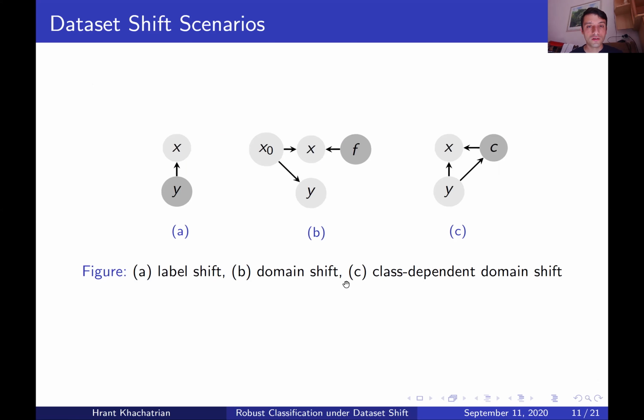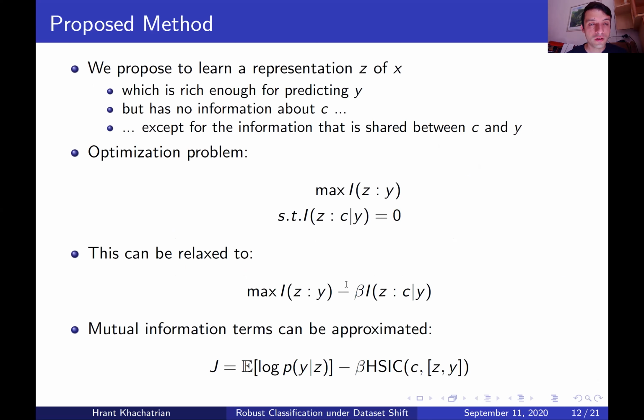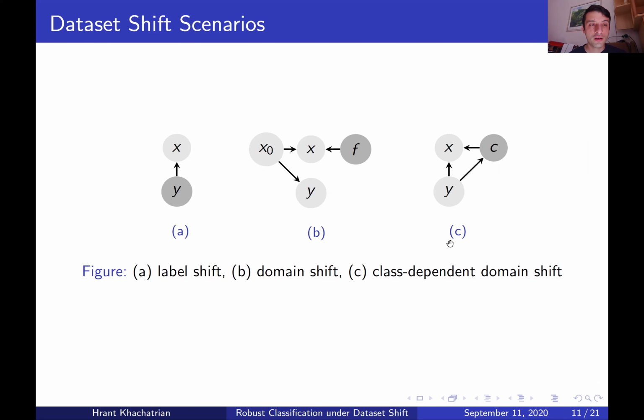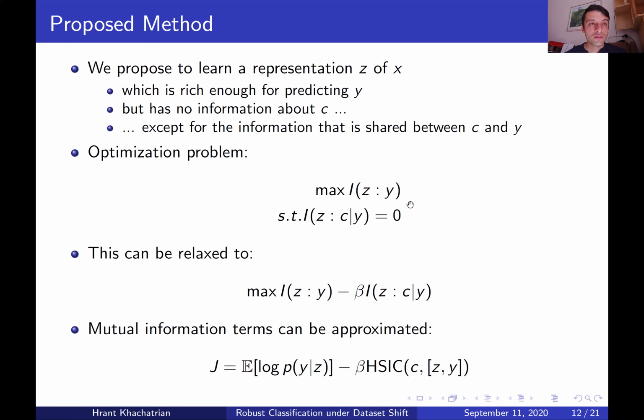So this is the comparison of the three types of dataset shift I mentioned. And this is the method that we propose to solve the type of dataset shift which was on the right, this one. The method is the following.